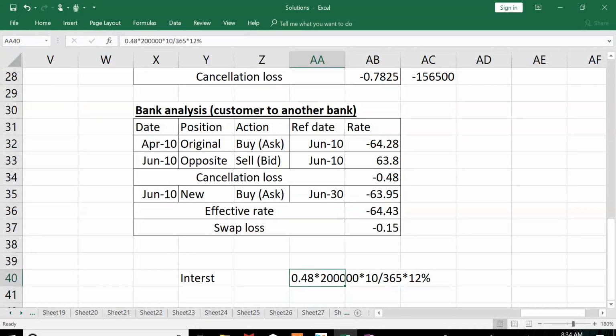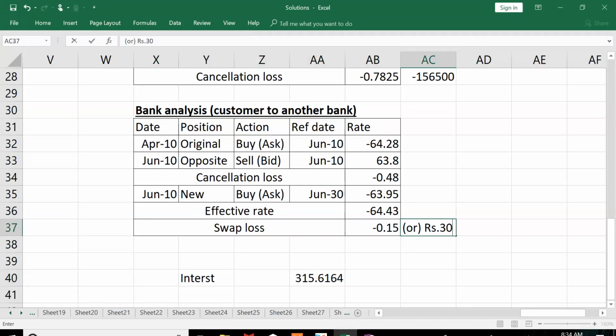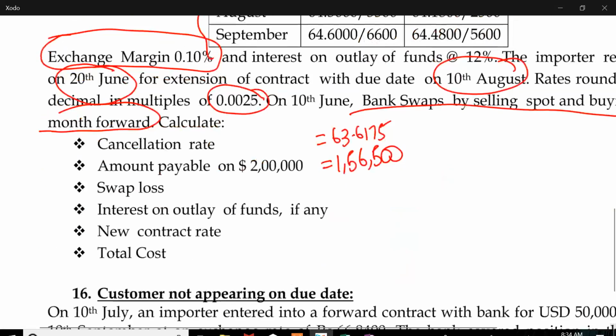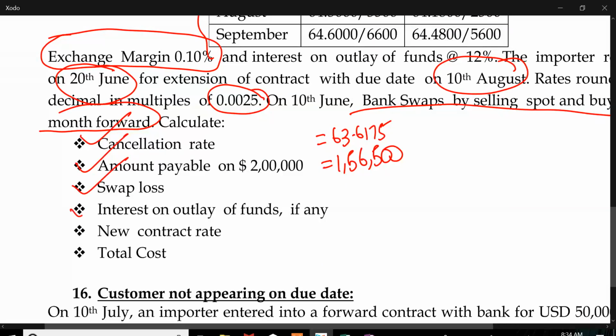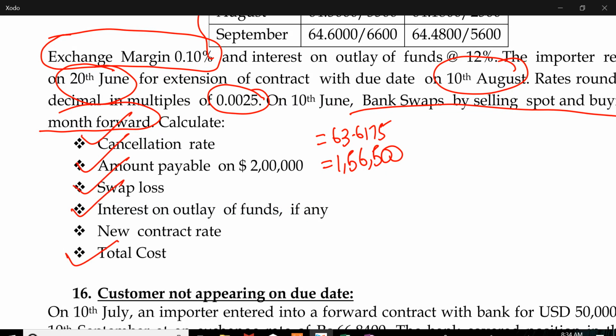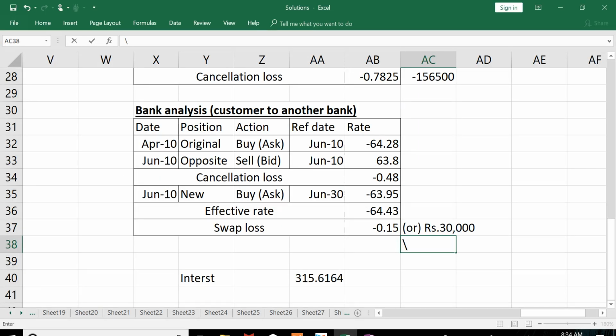So this amount, what I have calculated here, is the interest. So the customer has to pay interest of 316, has to pay swap loss of 30,000, has to pay cancellation loss of 156,500. So done. Total cost is adding all of this. The new contract rate will come in some time. Any doubts till now? Clear? Now do this bank analysis.